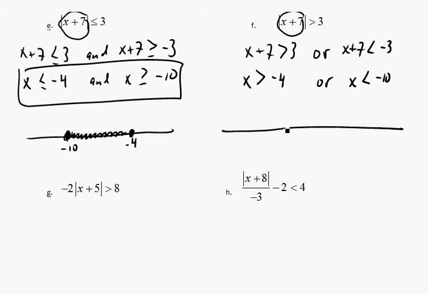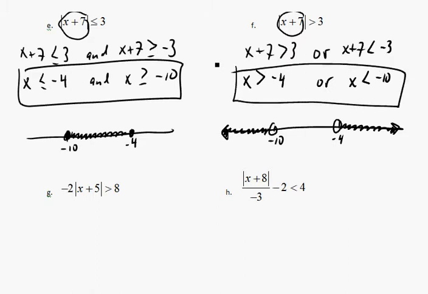And if we graph our solutions, if x is greater than negative 4, that means we need to shade the numbers to the right of negative 4. And if x is less than negative 10, then we shade the numbers to the left of negative 10. So if you look at problems E and F, you'll see that they're very similar. The only difference is that we're connecting them with AND when we have the less than, and we connect the two inequalities here with OR if we have this greater than.